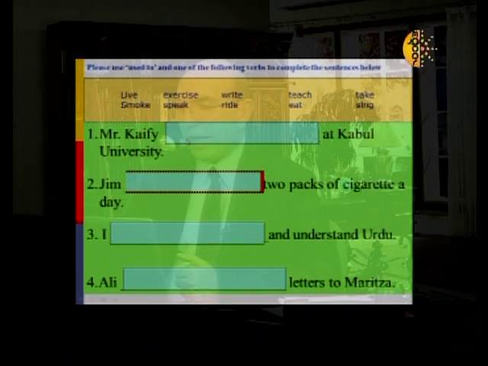Mr. Kaifi blank at Kabul University. So you must think about what people do at university. They teach or study. So two words could be used over here. I don't have the word study here, so teach is the one that I put over here. So you need to say Mr. Kaifi used to teach. You say "used to teach." You put this D here, but you don't say it. Mr. Kaifi used to teach at Kabul University.